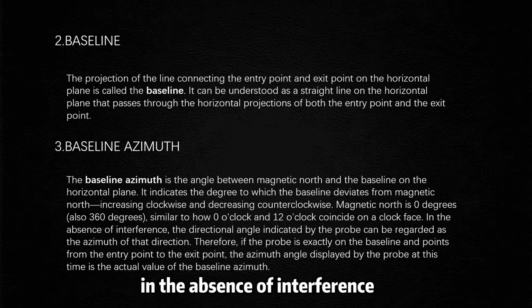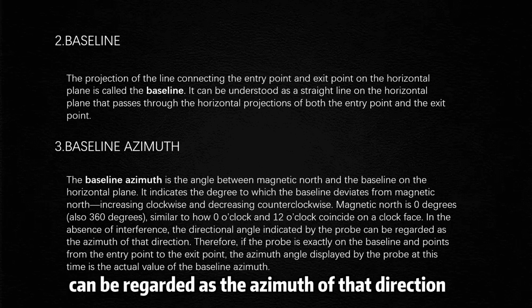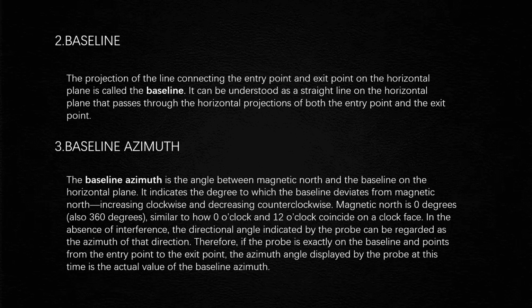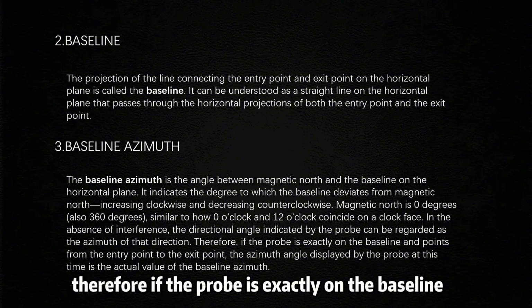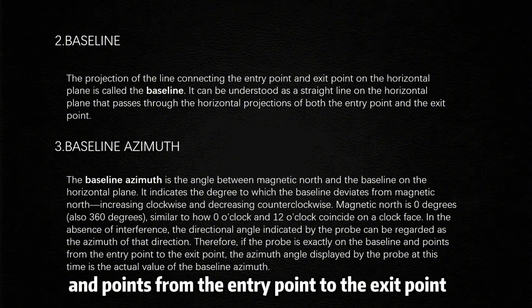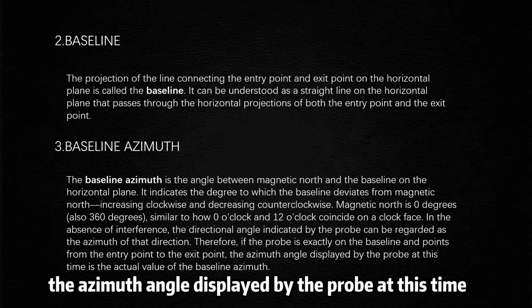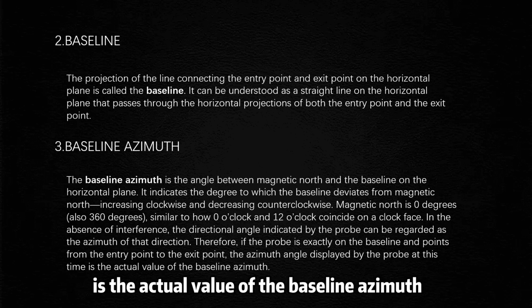In the absence of interference, the directional angle indicated by the probe can be regarded as the azimuth of that direction. Therefore, if the probe is exactly on the baseline and points from the entry point to the exit point, the azimuth angle displayed by the probe at this time is the actual value of the baseline azimuth.